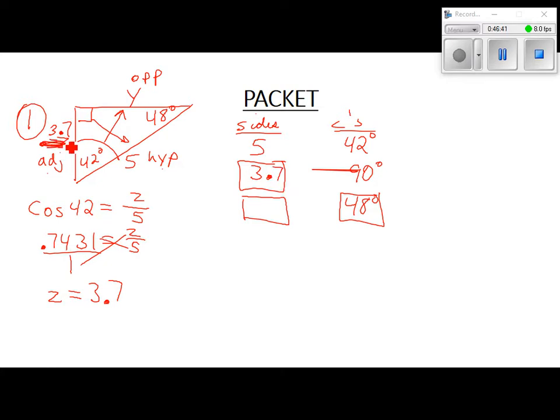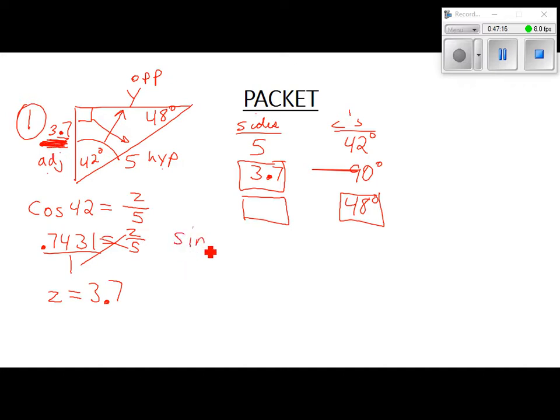Get rid of this Z now, we don't need it anymore. That side is 3.7. Now if you're looking for Y, could we use sine, cosine, or tangent still? Yeah. What else could we use to find Y? Pythagorean's theorem, because now we know 2 of the sides and we're looking for the third. Let's use sine, cosine, or tangent since we've already started. We've already got it labeled this way. We use this and the hypotenuse. Which trig ratio is it?